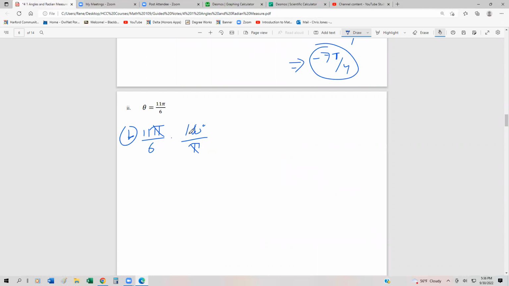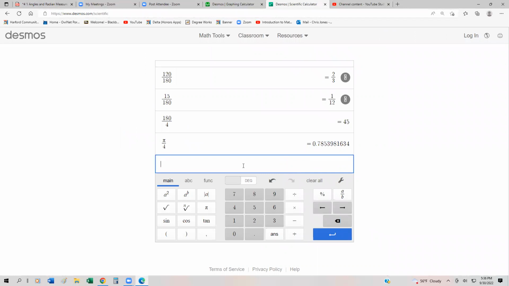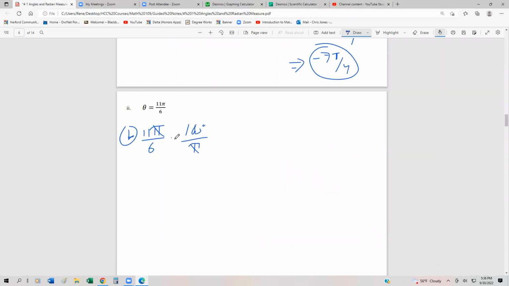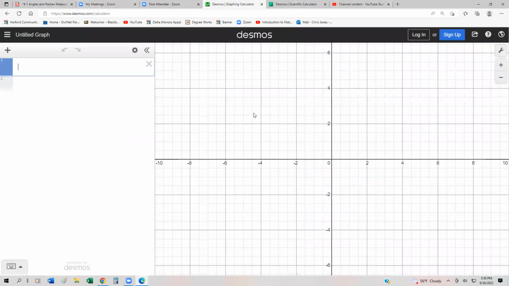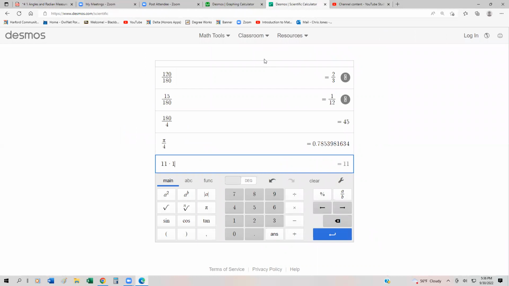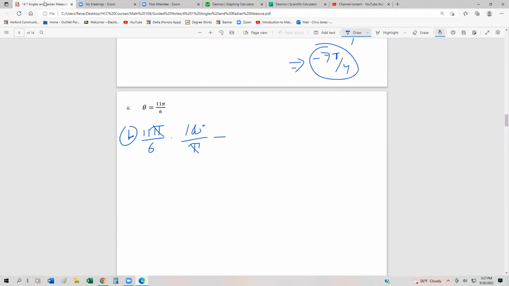And what we can do is stick this in our calculators as 11 times 180 divided by 6. And that gives us 330. Remember, that's the degree measure for this. So that would be 330 degrees.